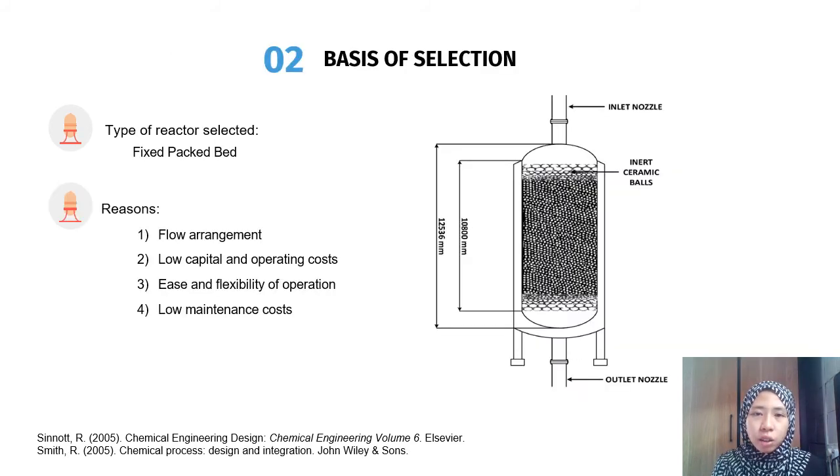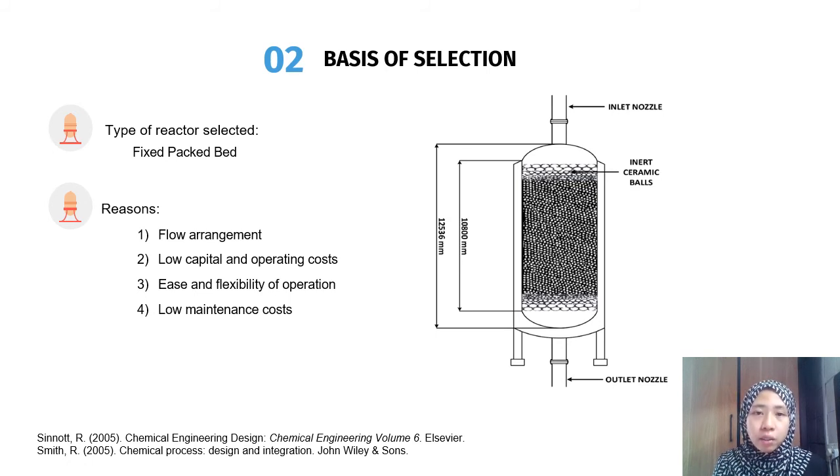Next, we are going to talk about the basis of selection. The type of reactor we selected is fixed packed bed. There are 4 main reasons why we are choosing fixed packed bed. First is flow arrangement. In flow arrangement, the heat transfer, pressure drop, contacting phases, and regeneration of catalyst must be taken into consideration for reactor design. Isodeoxane process operates to allow more heat transfer and contact between catalyst particle and reactant.